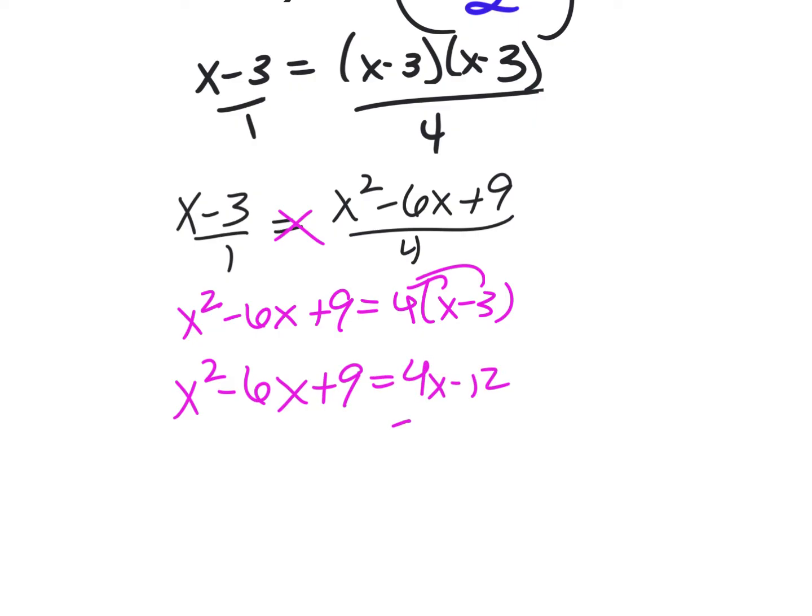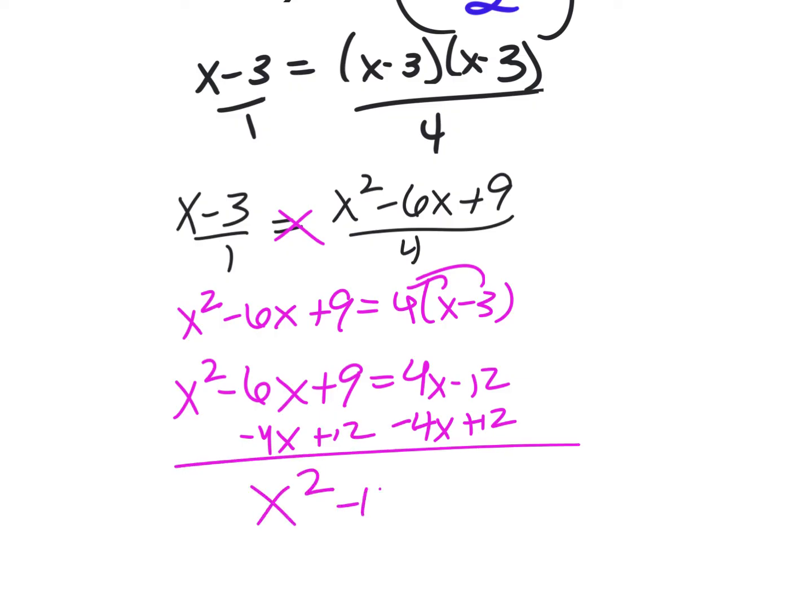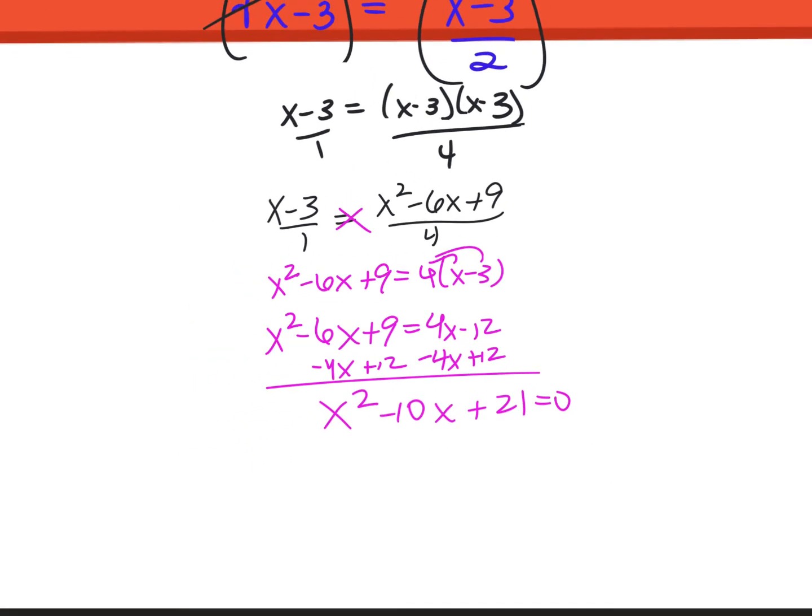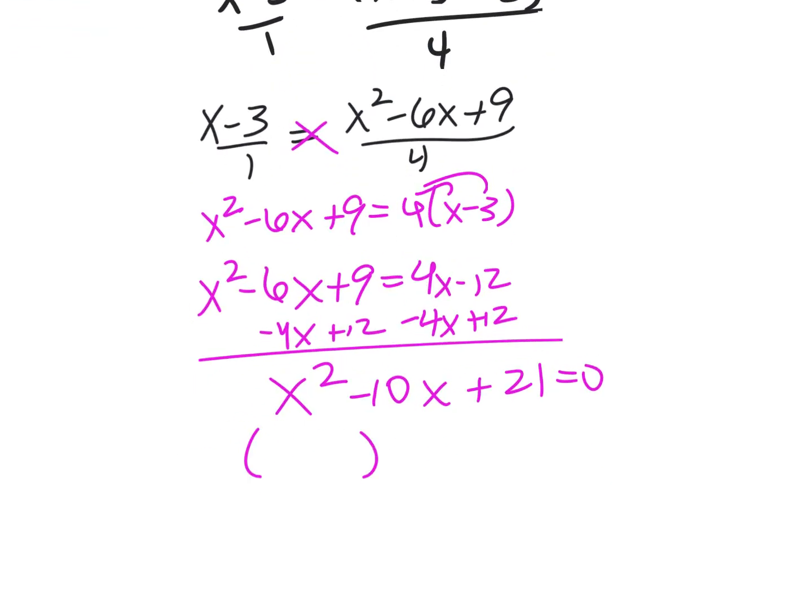And then we're going to get everything on one side. So minus 4x from both sides and plus 12. So x squared minus 10x plus 21 equals 0. And the last thing we're going to do is factor. What are the factors of 21 that multiply to give you positive 21 but add to give you negative 10? That would be minus 7 and minus 3. So you get x equals 7 and x equals 3.